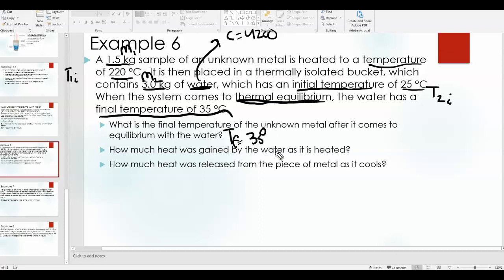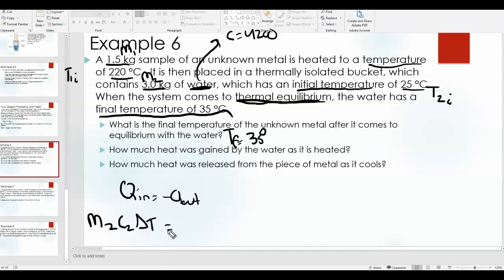All right. So normally what I would do is I would do Qin equals minus Q out, and I would solve whatever they want me to find. But here they're just asking how much heat was gained by the water and how much was released from the piece of metal. So Qin, the heat's going into the water, so Qin is going to be for the water. So I have the mass of the water times the specific heat of the water times delta T of the water.